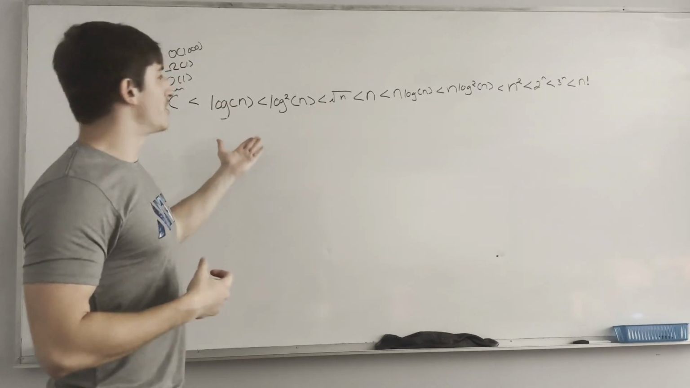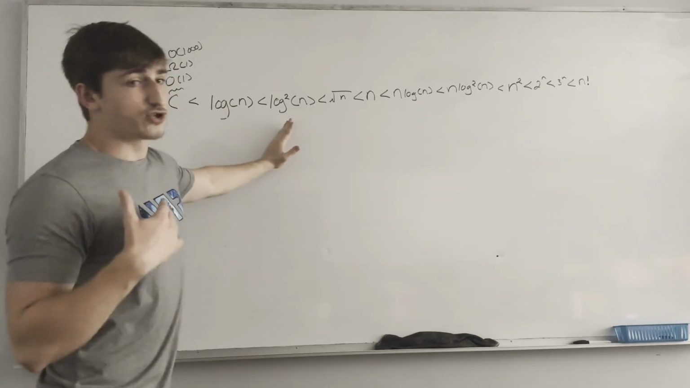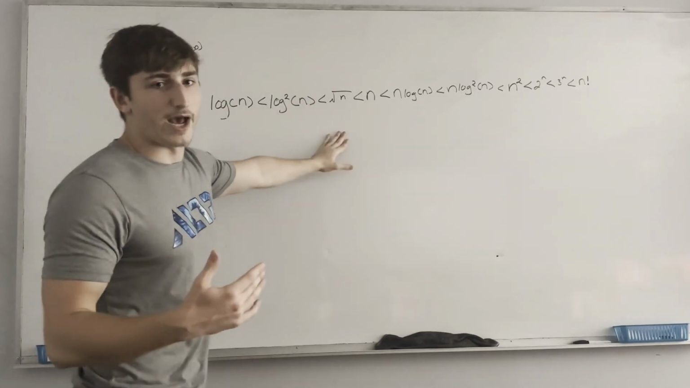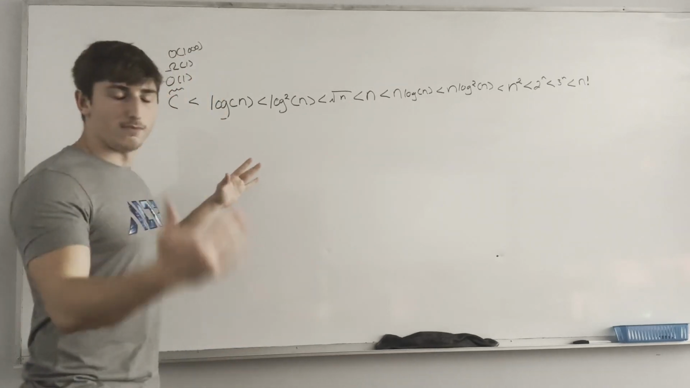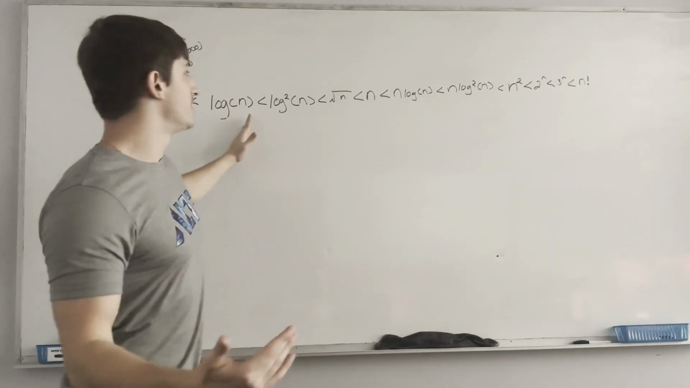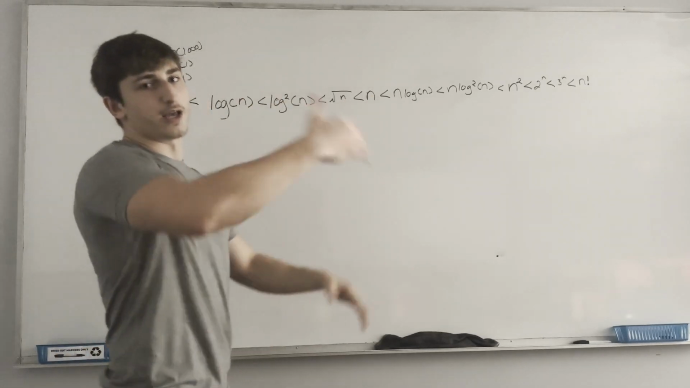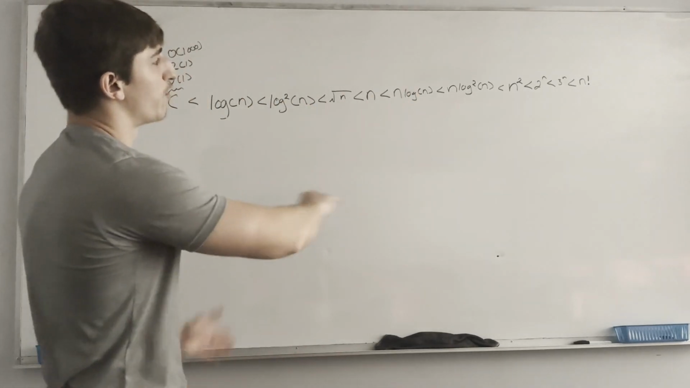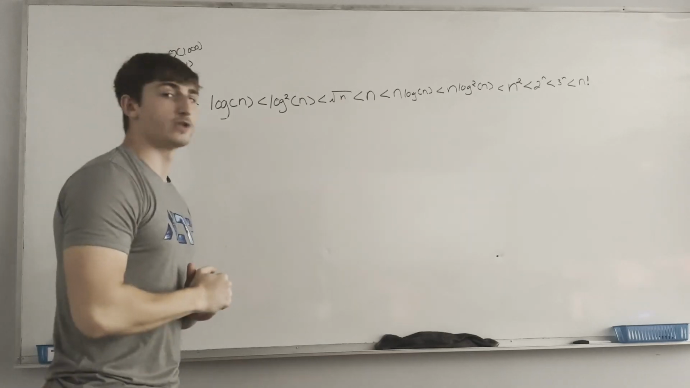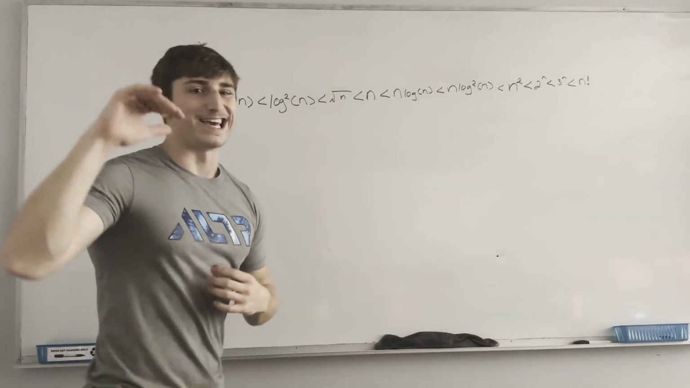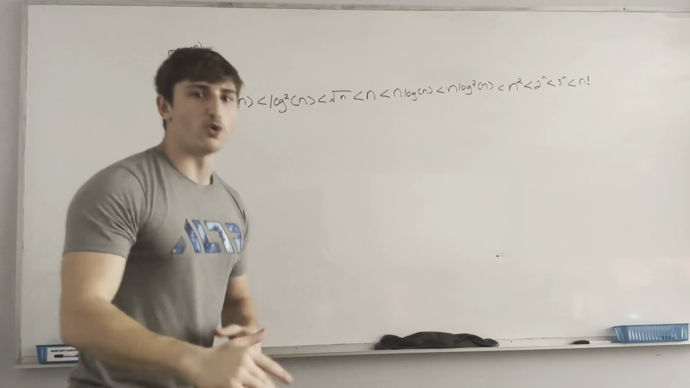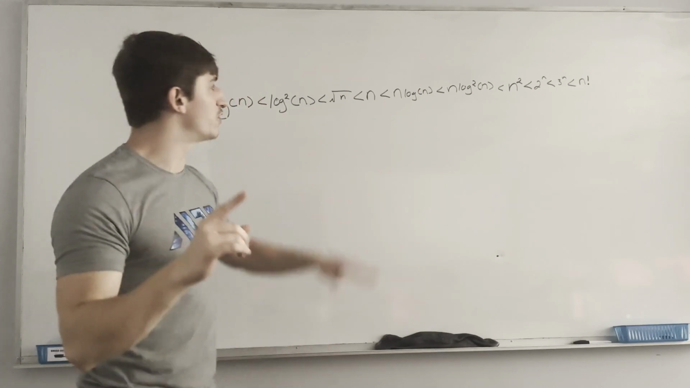With that being said, log n is less than log squared of n, which is less than root n. Okay, right? And additionally, log n is big O of log squared of n, which is big O of root n, which is big O of n, and so on and so forth, all the way down the expression here. Okay, now I can guarantee you 100% you will be quizzed on this.